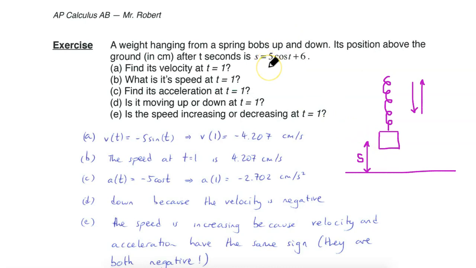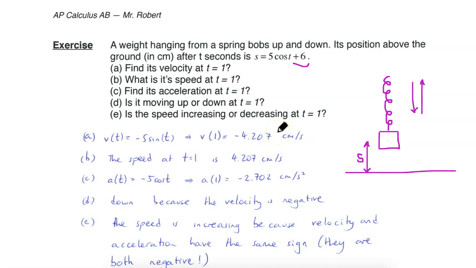So find the velocity at t equals 1. Okay, I have the position. If I want to find the velocity, I'm first going to have to take the derivative. So the derivative of 5 cosine t is negative 5 sine t, and the derivative of plus 6 is 0. So velocity is just negative 5 sine t. And now I plug t equals 1 in, and using your calculator, truncating after 3 decimals, you find that v is negative 4.207.